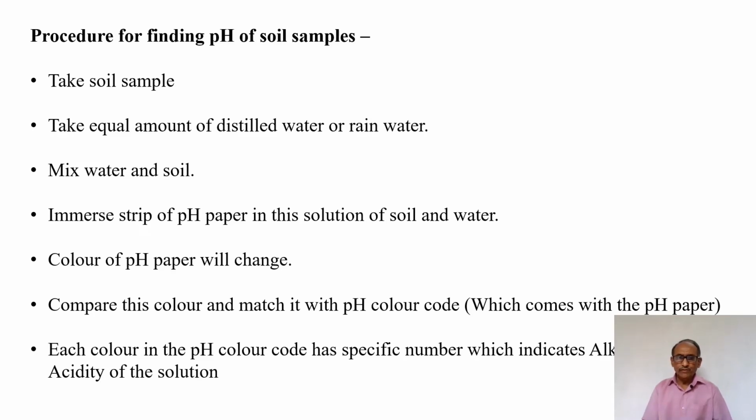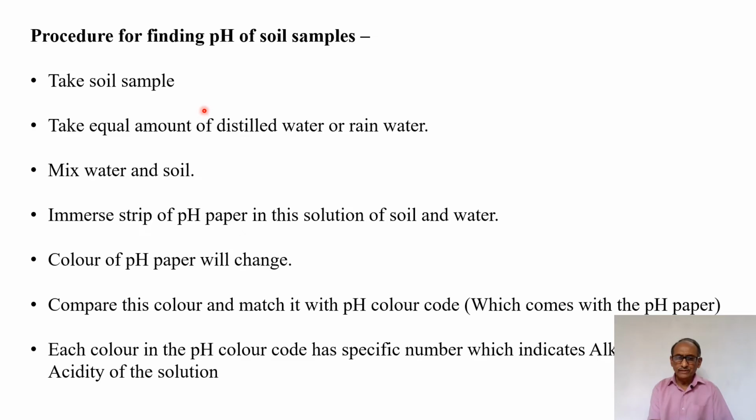So this is the procedure for finding pH of the soil. So first we take the soil sample, and then we take an equal amount of distilled water or rainwater. Now this is very important. Ordinary water may not do, because ordinary water contains other salts or other material already dissolved in it, and that is why specifically we'll have to take distilled water. This type of water is used for filling up in rechargeable batteries, car batteries, and so on. Or you can take rainwater, and it is assumed that it is a pure form of water, like distilled water.